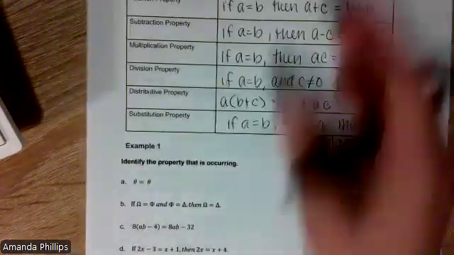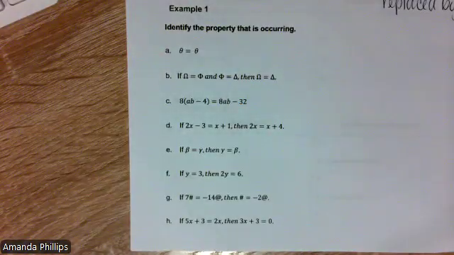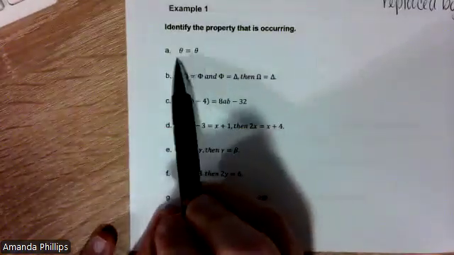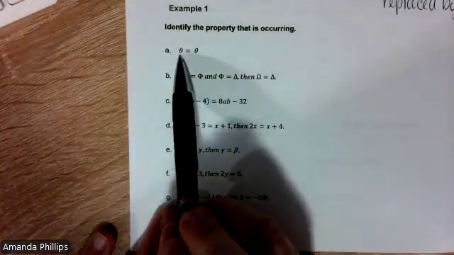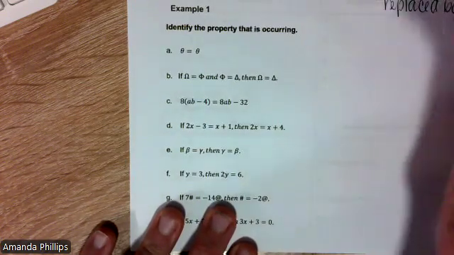All right, let's look at example one. We have a lot of these examples, and they're meant to be kind of weird looking. A lot of Greek letters in here, but it says identify the property that is occurring. All right, this is the Greek letter theta. Okay, so if we say theta equals theta, which one up here looks like that?